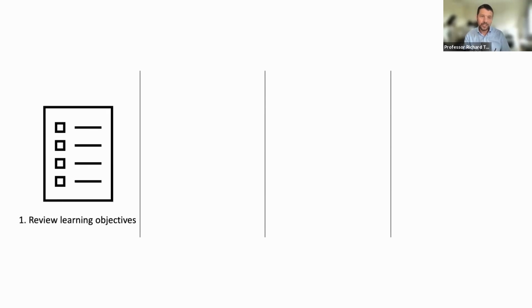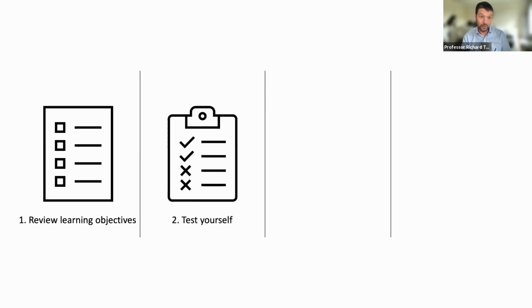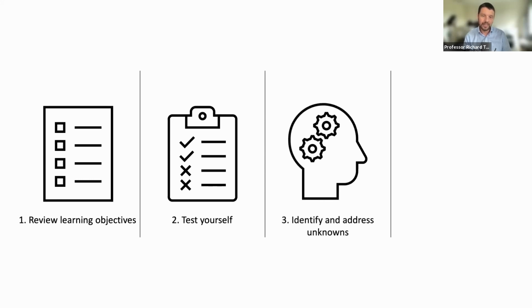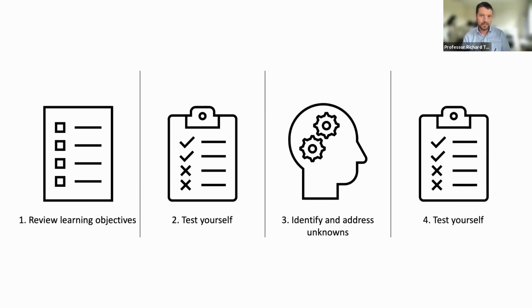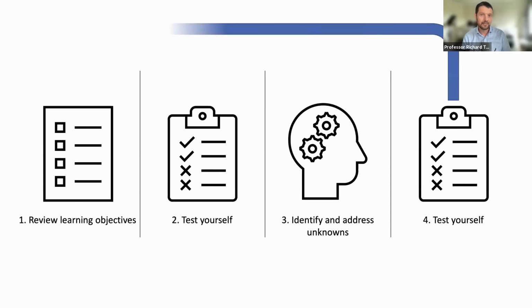So with clinical anatomy, and you can apply this to any other subject area, this is a useful process to remind yourself of. Review the learning objectives for your course. So make sure you know what the course is intended to achieve. Test yourself. So test yourself against those objectives. Then identify and address your unknowns, test yourself again, and repeat this process.